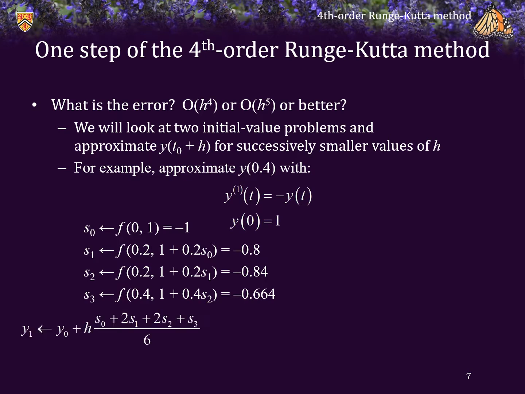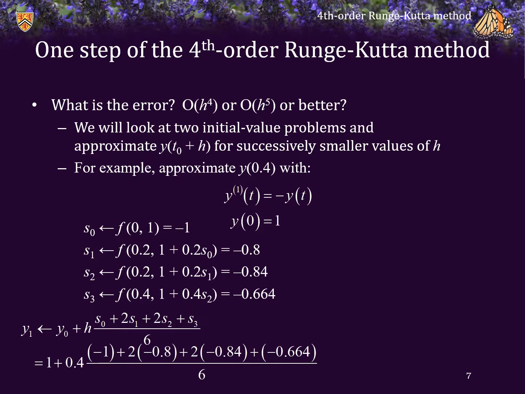All right, so now we calculate a weighted average of these 4 slopes. Substituting those slopes into that equation, we get that result there. That works out to be 1 plus 0.4 times the weighted average, -0.824. So that gives our approximation of 0.6704, which is actually pretty good, given that e to the -0.4, the exact value, is pretty close.